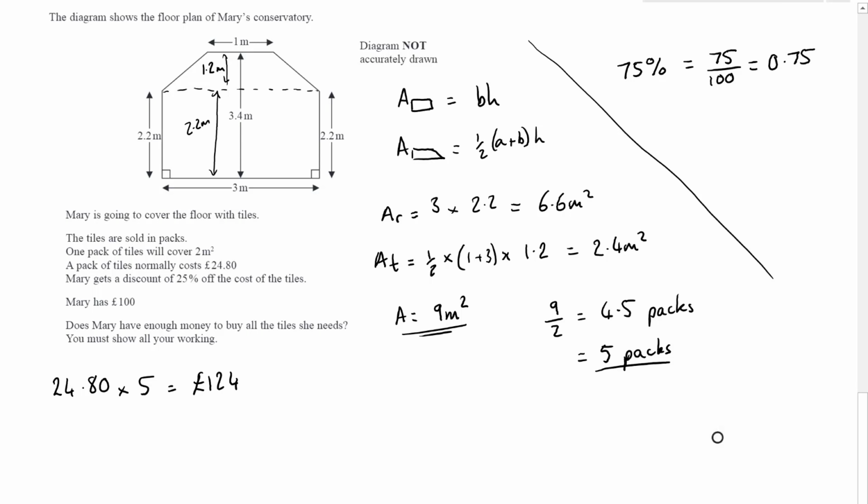So what I can do from there is take this 0.75 and multiply it by this 124, and I end up working out what 75% of this value is. It gives me a price of £93. Now Mary has £100, and we're asked, does she have enough money to buy all the tiles she needs? The answer is yes. She only needs £93.